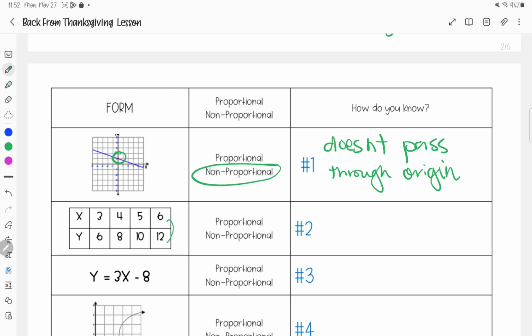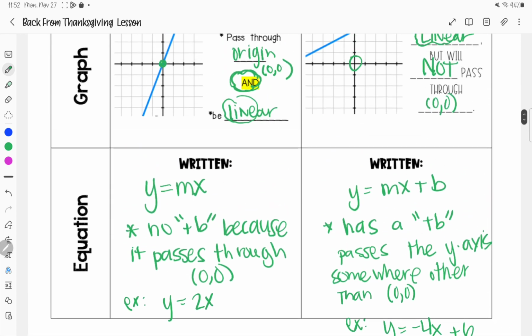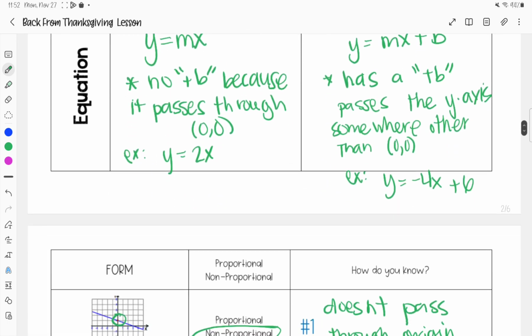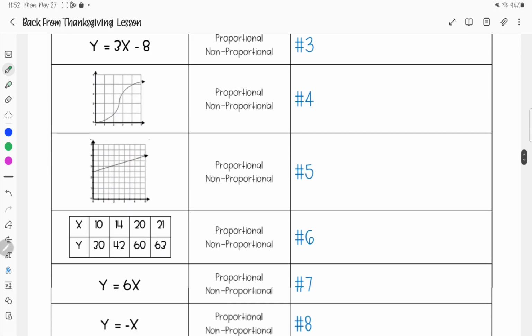Now our next one, we've got to start dividing. So I'm just going to do 12 divided by 6. That's 2. 10 divided by 5, that's 2. 8 divided by 4, that's 2. 6 divided by 3, that's 2. Because my notes up here say, start by dividing each y value by the assigned x value. All of our answers came out the same because they all came out as 2, which means this is proportional.